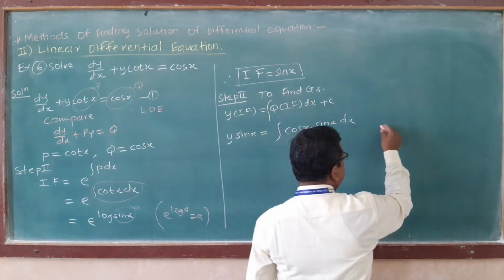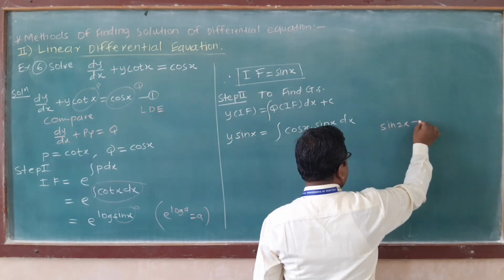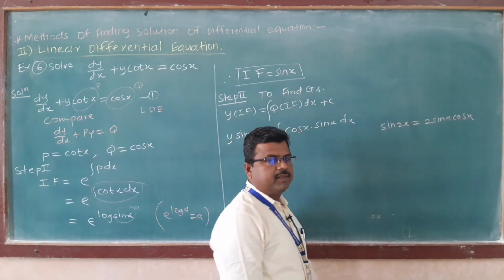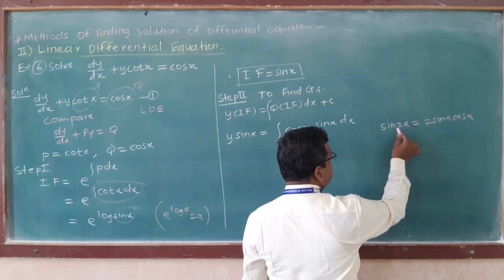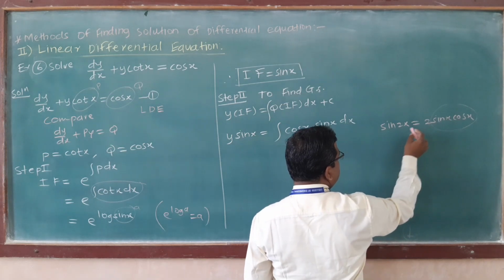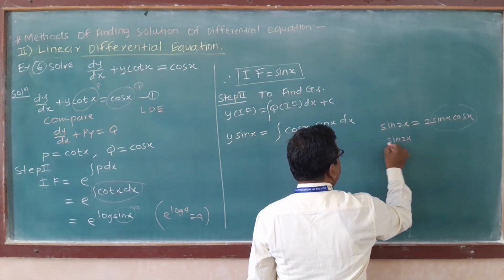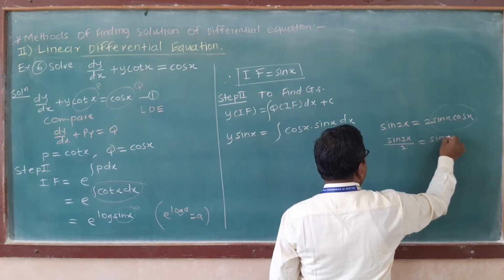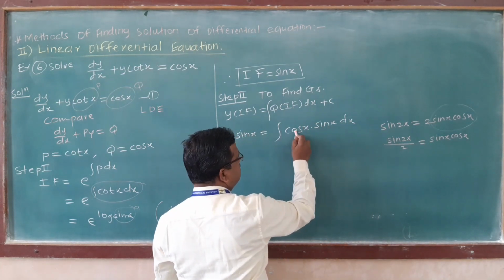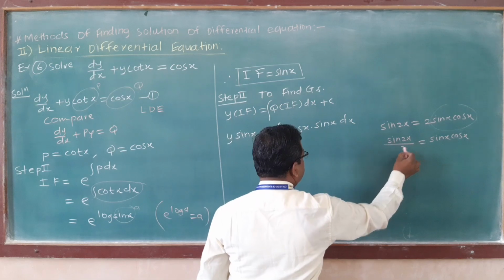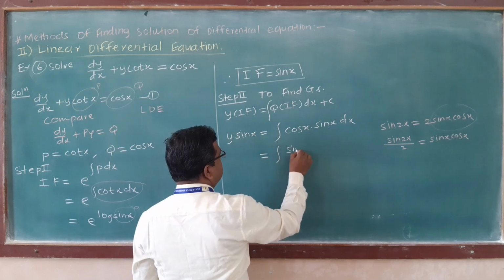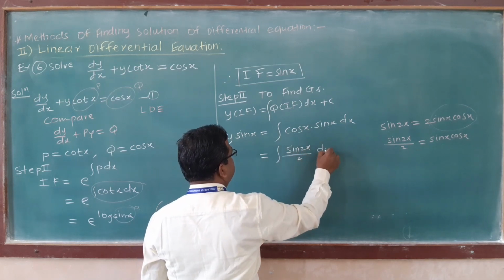So we use this double angle formula: sin of 2x is equal to 2 sin x cos x. Now sin x cos x means change the side of these two, that will be sin of 2x upon 2 equal to sin x into cos x. Instead of sin x cos x put sin of 2x upon 2. So this is equal to integration of sin of 2x upon 2 dx.